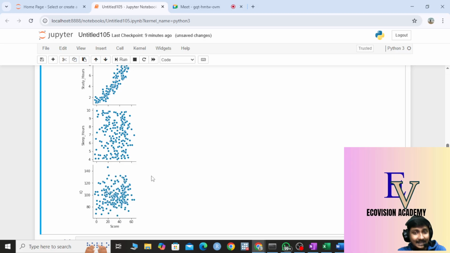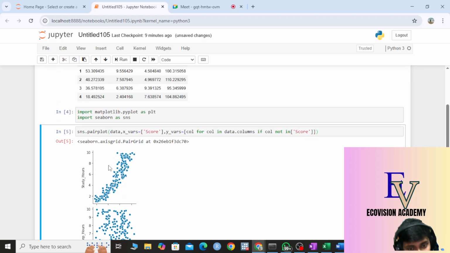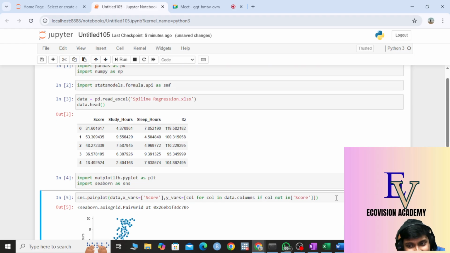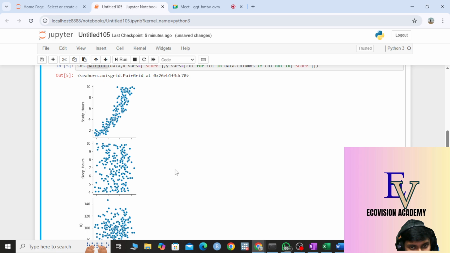Now if you go for a normal scatter plot, you have to write a long code, and how many times? Three times. You want to generate for study hours, for sleep hours, and for IQ. But I have written a single line of code using the sns library. This is important. Which library am I using? The sns library. And what type of plot? It is known as pair plot.